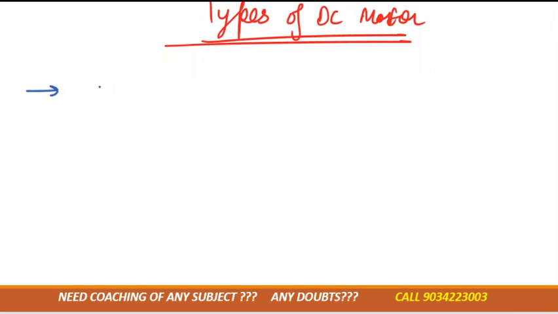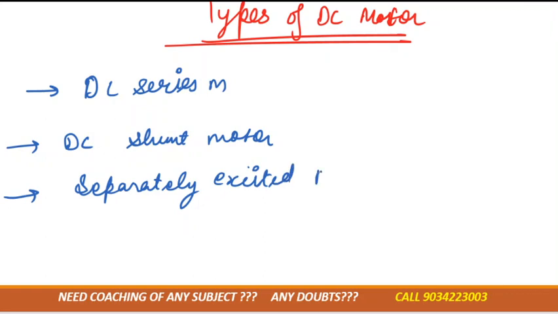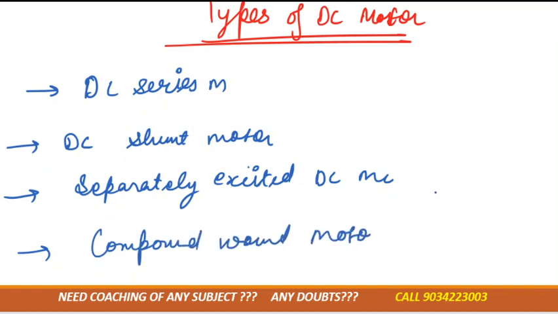One motor is the DC series motor. One is the DC shunt motor. One is the separately excited DC motor, and the last is the compound wound motor. It can be a generator also, a DC generator, and it can be a motor also.